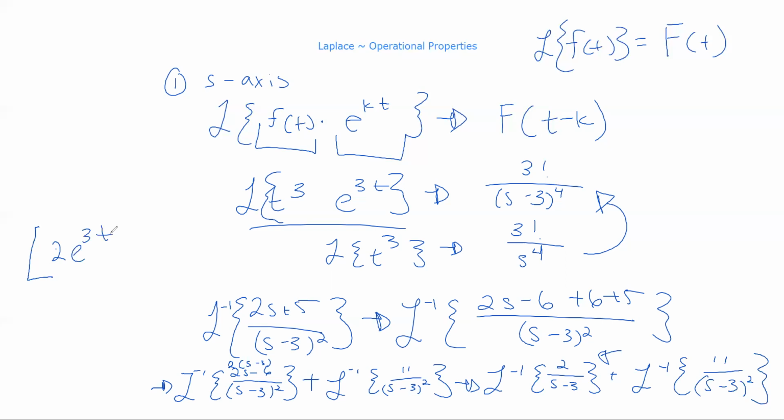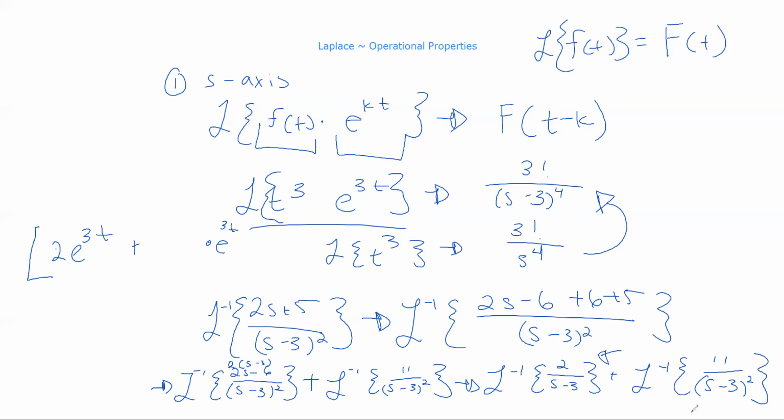And then with the second one, again, I need to identify what it is. I see that s minus 3, but because it's not just s minus 3, I can get an idea that there's some s-axis translation here. So that s minus 3 means I'm dealing with some other term being multiplied to e to the 3t.